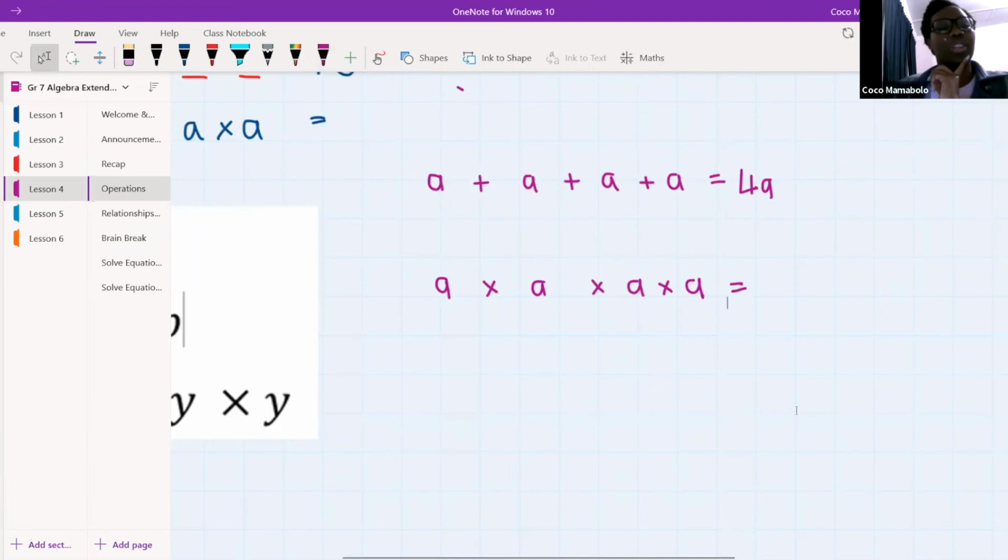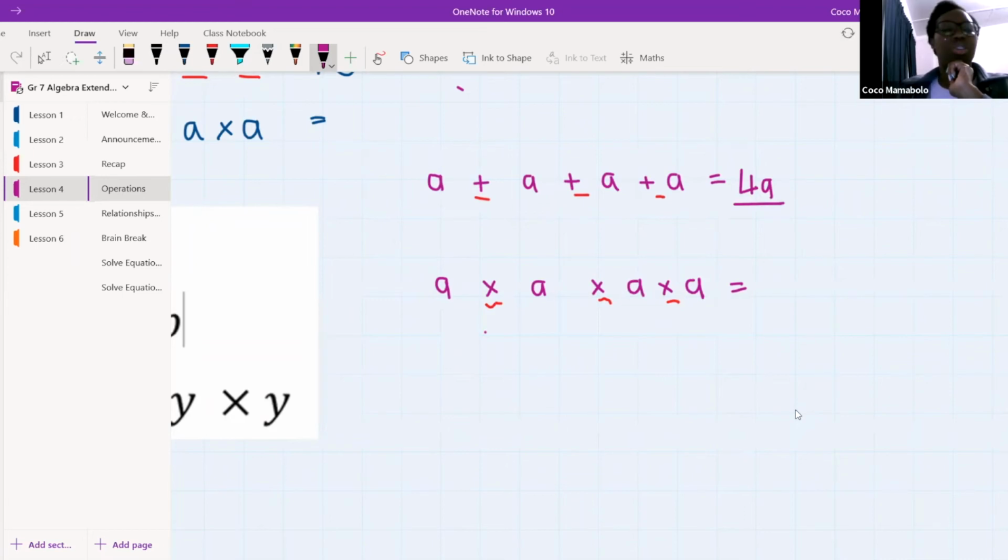Oh, it's not 5a, Maureen. Remember, over here, we were adding, and over here, we're multiplying. So what changes? It's not 8a, it's not 16a. Guys, remember, it's not 4a. 4a is the answer for that one. What is the answer for this one?